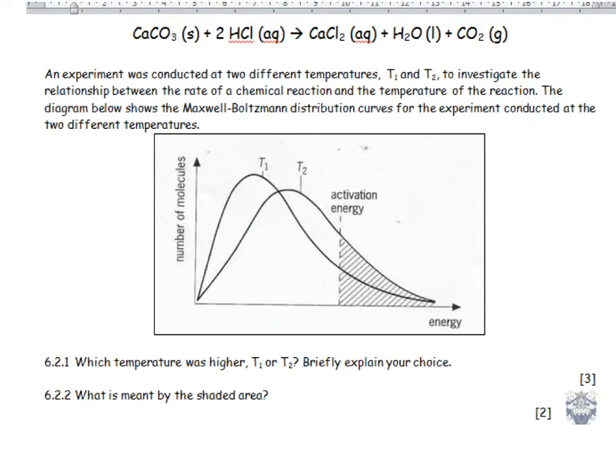Which temperature was higher, T1 or T2? T2. Why? Because it has got more particles with a higher amount of energy. They then ask what is meant by this shaded area over here, and the shaded area tells me the number of particles that have enough energy to react, since they have more than the activation energy.